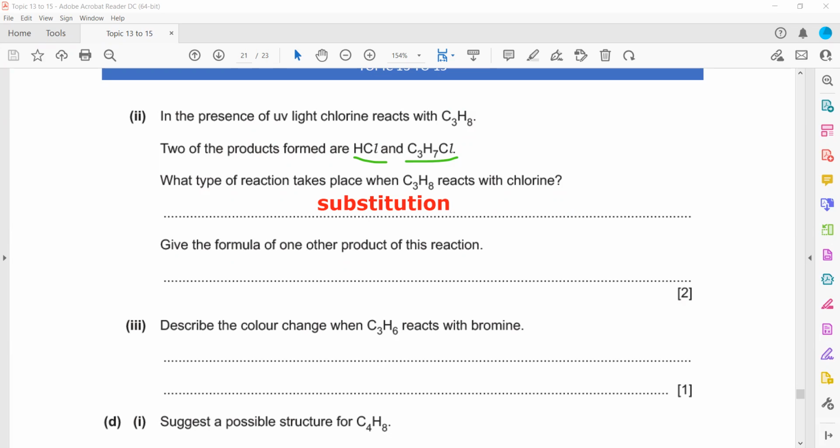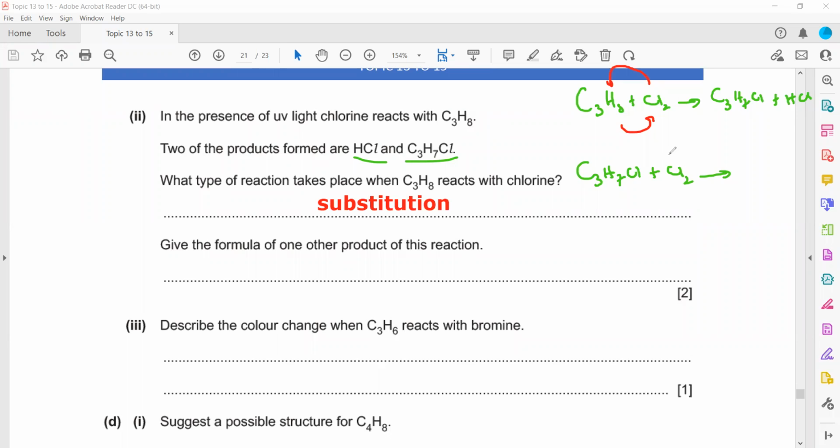But this reaction does not stop. First we had C3H8, reacting with Cl2, chlorine. A substitution reaction occurs, one chlorine enters, one hydrogen leaves. As a result, it will produce C3H7Cl plus HCl. That is one thing. Then C3H7Cl can further react with chlorine, because this reaction will continue until all of the hydrogens are replaced by chlorine.